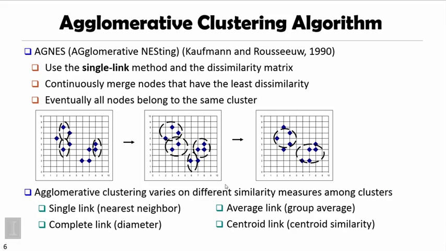In real agglomerative clustering algorithms, they vary on different similarity measures. For example, we just discussed Agnes. It uses the nearest neighbor, which we call the single link measure. You can also use the farthest neighbor, or diameter, which is the complete link. Then you can use group average, which means you average over every pair of elements and calculate the distance based on the average link. Or we can use centroid link, which means we look at the distance between the centroids of those clusters.